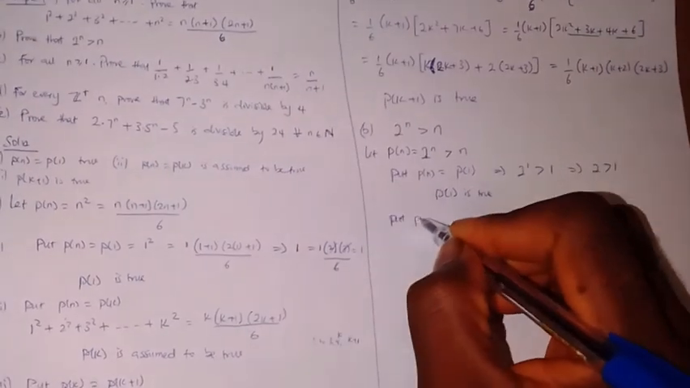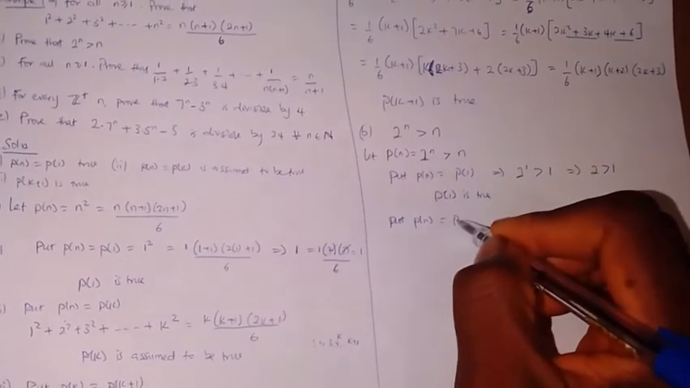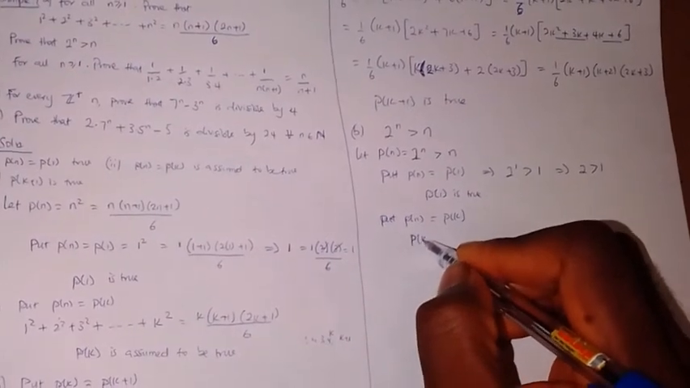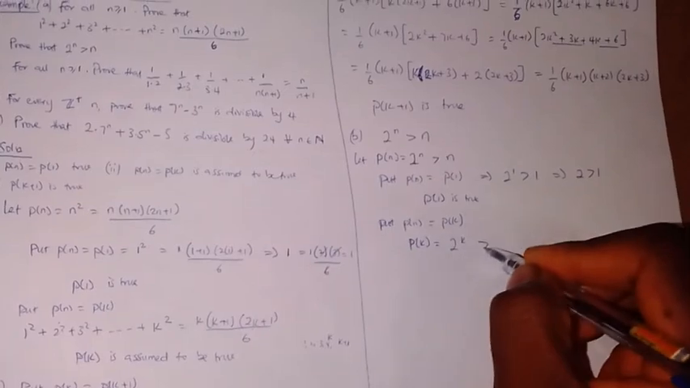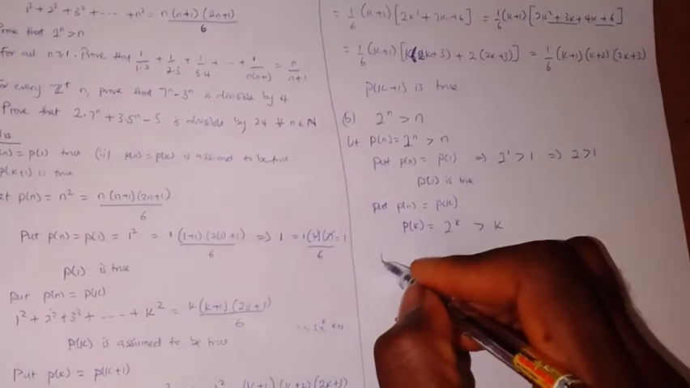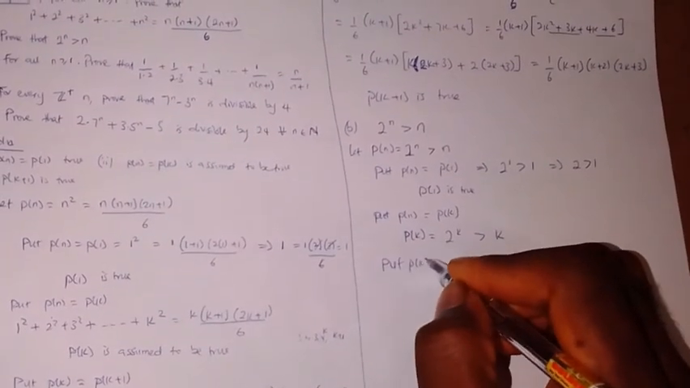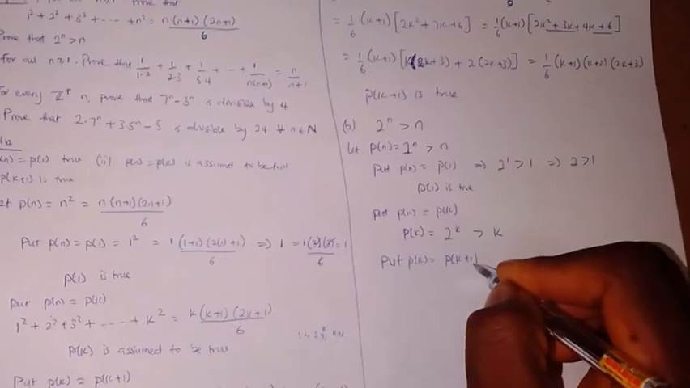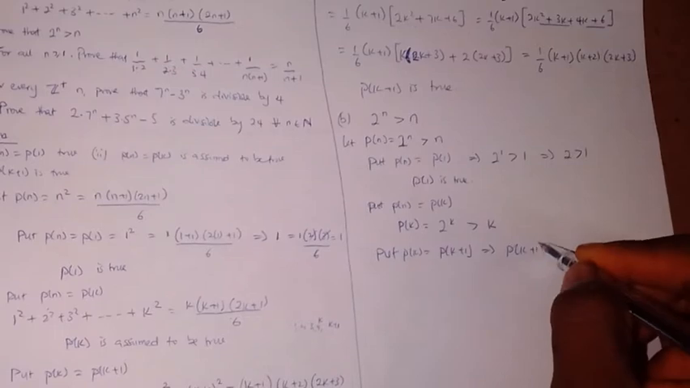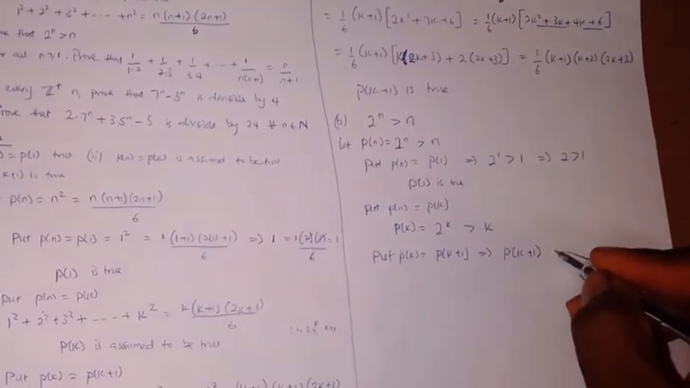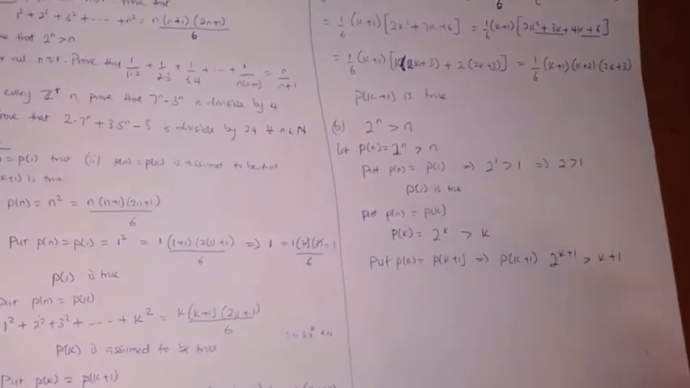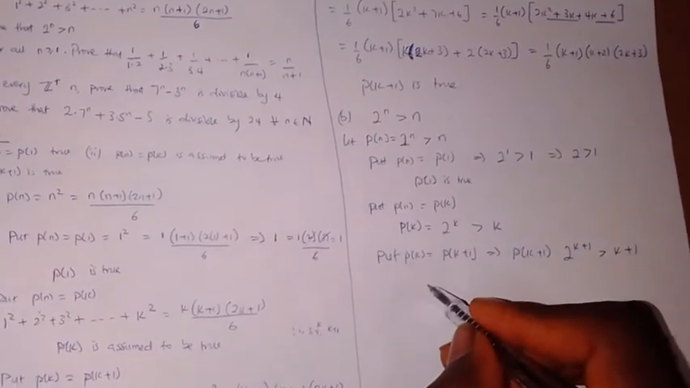Put P of n to be equals to P of k, which now gives us P of k to be equals to 2 raised power k greater than k. From this place, now finally, put P of k to be equals to P of k plus 1, which implies that I'm going to have P of k plus 1 to be 2 raised power k plus 1 in this case to be greater than k plus 1.